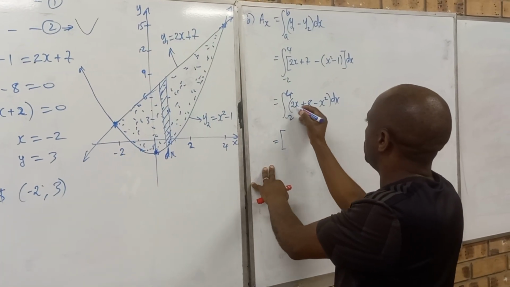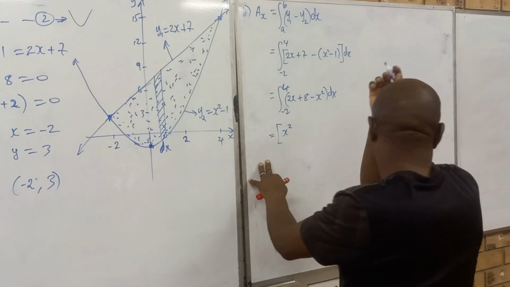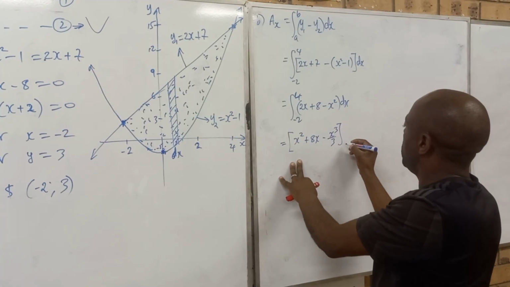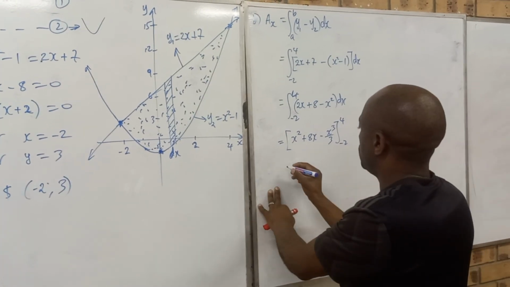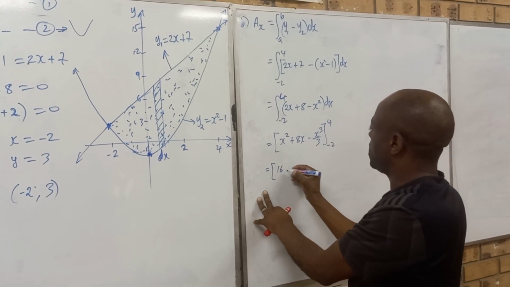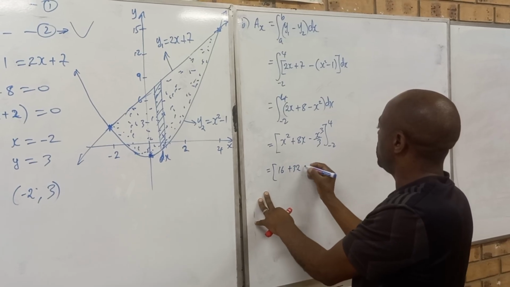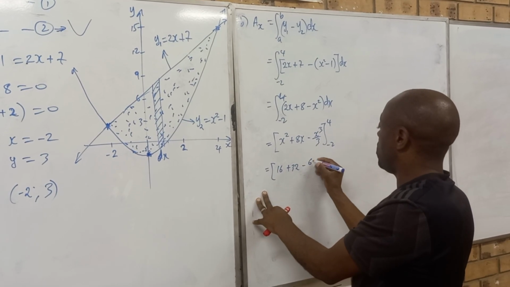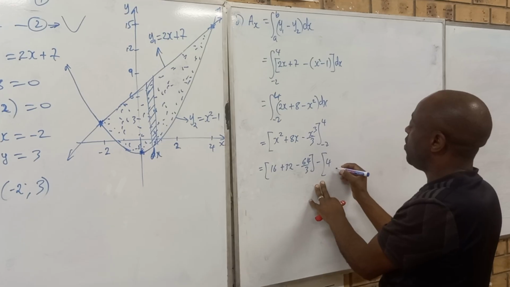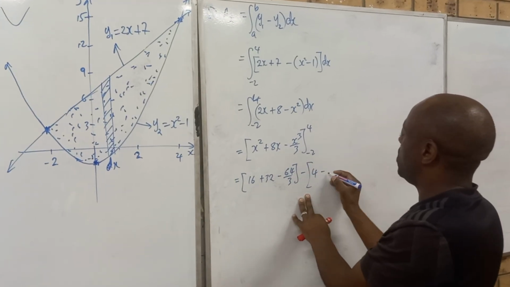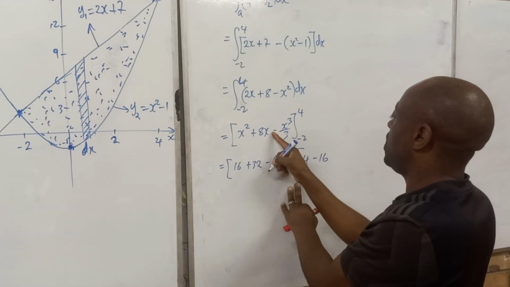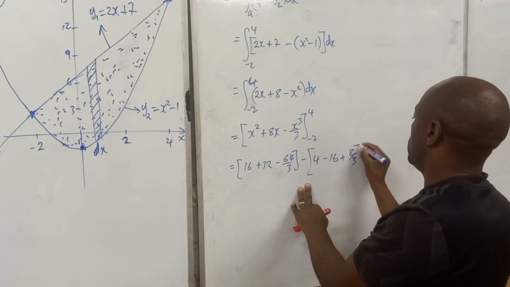If I integrate the first term, I get x squared over 2 plus 8x minus x cubed over 3 from -2 to 4. So I can now put in my limits. I'll put the upper limit where there is x. 4 squared is 16, 4 times 8 is 32, 4 cubed is 64 over 3, that's my upper limit. My lower limit, -2 squared is 4, -2 times 8 is -16, -2 cubed is -8 over 3, then with this other negative it's 8 over 3.